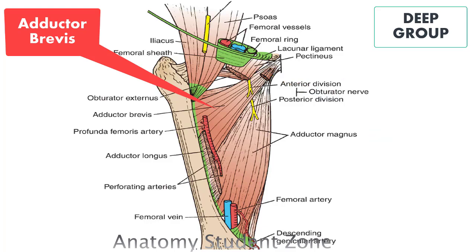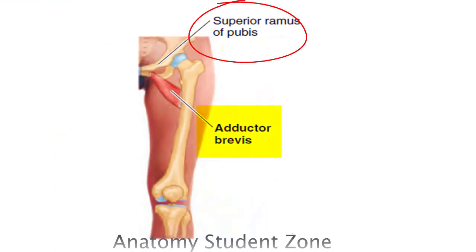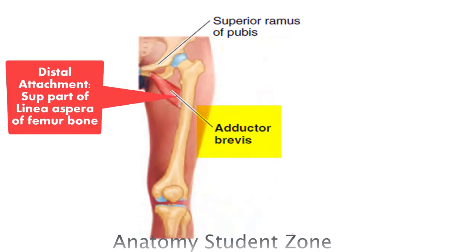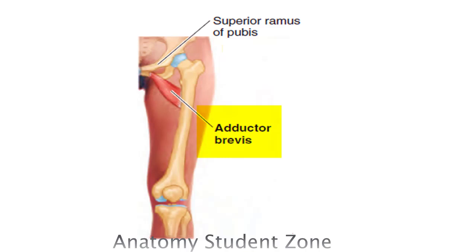So it arises from the body and the inferior ramus of the pubic bone, as we can see here. Distally, it is attached to the superior part of linea aspera of the femur bone, and linea aspera is again at the posterior aspect of the femur bone shown over here. So the most important point that you have to remember, and that will help you in identifying the adductor brevis on a dissection, is the obturator nerve. I will cover the detail of the obturator nerve later on in this series.